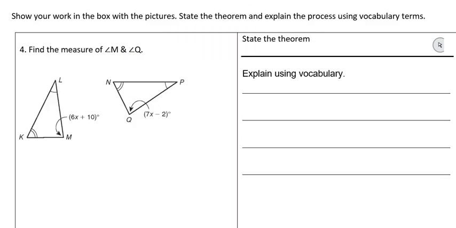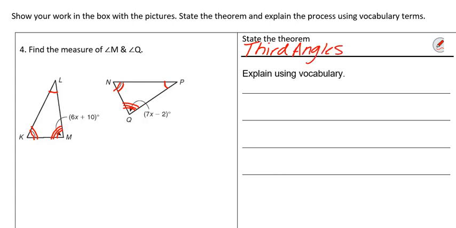So number 4 and 5, it says show your work in the box with the picture, state the theorem, and explain the process used using vocabulary terms. So here it says find the measure of M and Q. Well, because L is congruent with P, and K is congruent with N, we know that M is congruent to Q. And the reason we know that is by the third angles theorem. So the theorem should have been the third angles theorem.